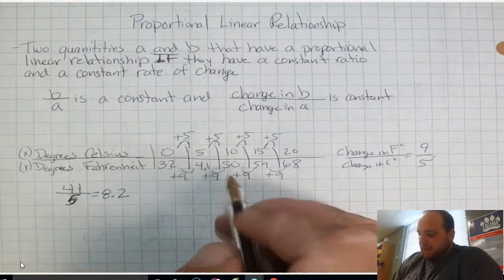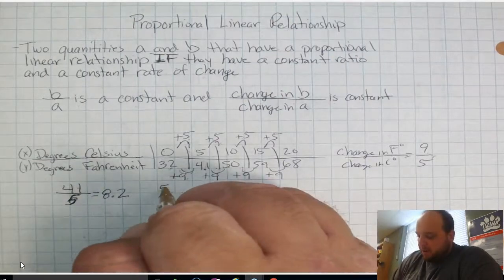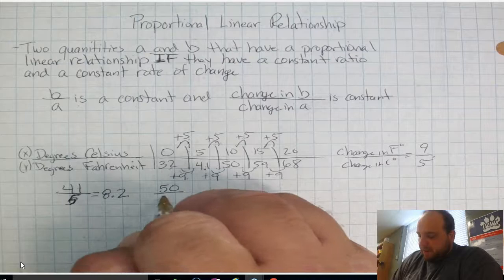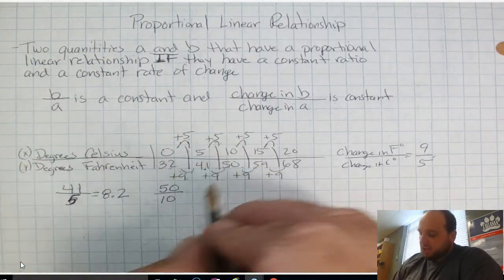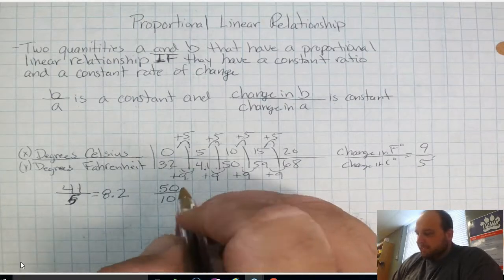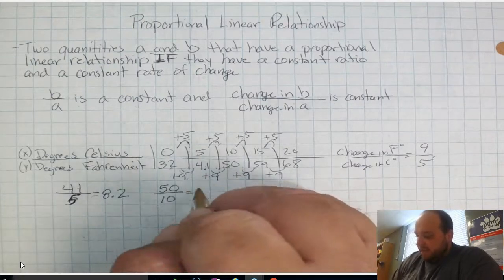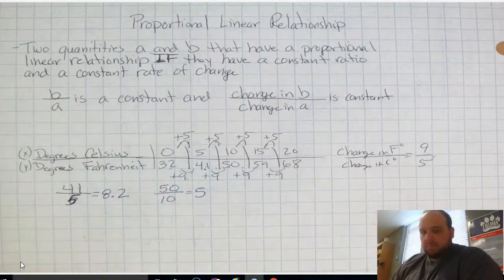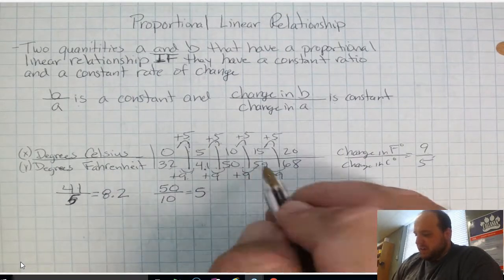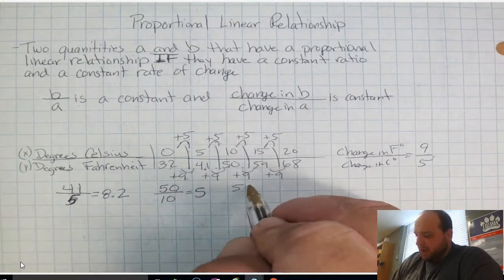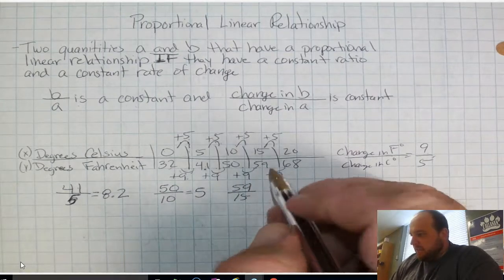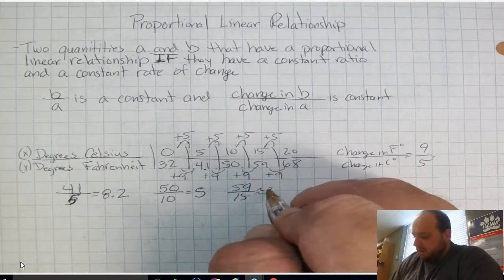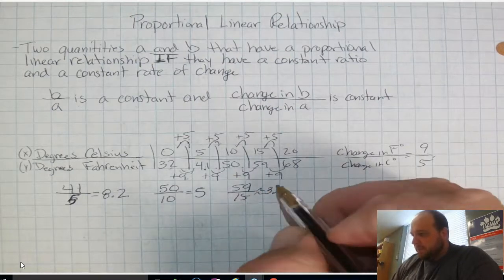So I'm going to pick the next point, which is 50 and 10. And I'm going to take 50 and divide it by 10, or 50 over 10, because again, this is my B over A as a ratio. 50 over 10 gives me an answer of 5. All right, and I'm going to check one more point, which I really don't need to now. I'm going to take 59 over 15, and it gives me approximately 3.9, okay?